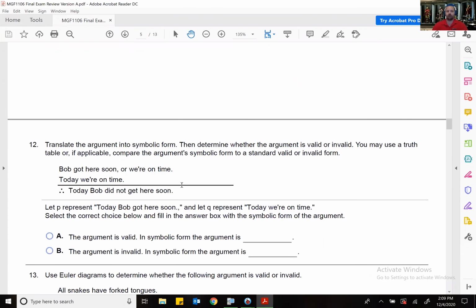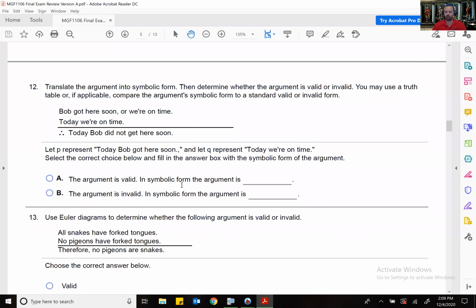Number 12. So we want to know, is this valid or not? Down here, we're going to translate this into symbols. It also tells us that P represents today, Bob got here soon. Q represents today, we're on time. And then we're going to figure out if it's valid or not.